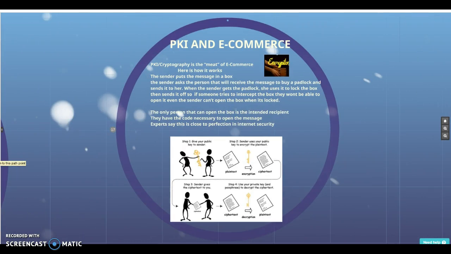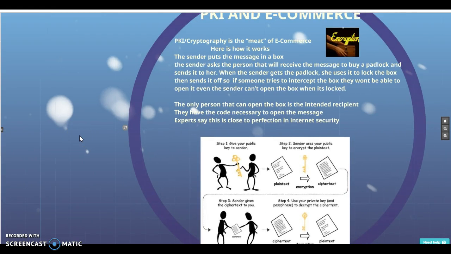Public key infrastructure and e-commerce. Public key infrastructure cryptography is the meat of e-commerce. Here's how it works. The sender puts the message in a box. The sender asks the person that will receive the message to buy a padlock and sends it to her. When the sender gets the padlock, she uses it to lock the box, then sends it off, so if someone tries to intercept the box, they won't be able to open it. Even the sender can't open the box when it's locked. The only person that can open the box is the intended recipient. They have the code necessary to open the message. Experts say this is close to perfection.